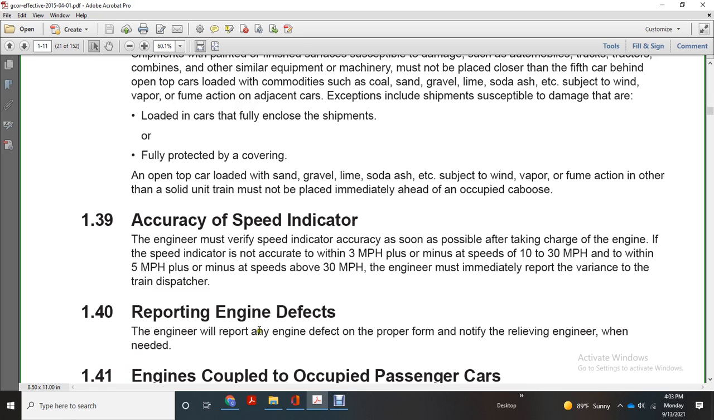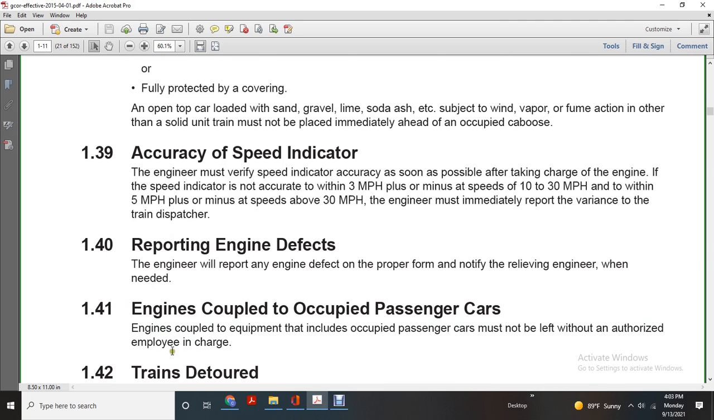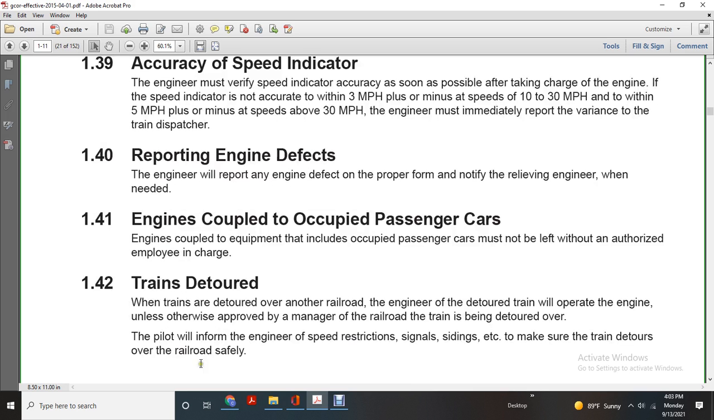Reporting engine defects. The engineer will report any engine defect on the proper form and notify the relieving engineer. When an engine is coupled to equipment that includes occupied passenger cars, it may not be left without an authorized employee in charge.